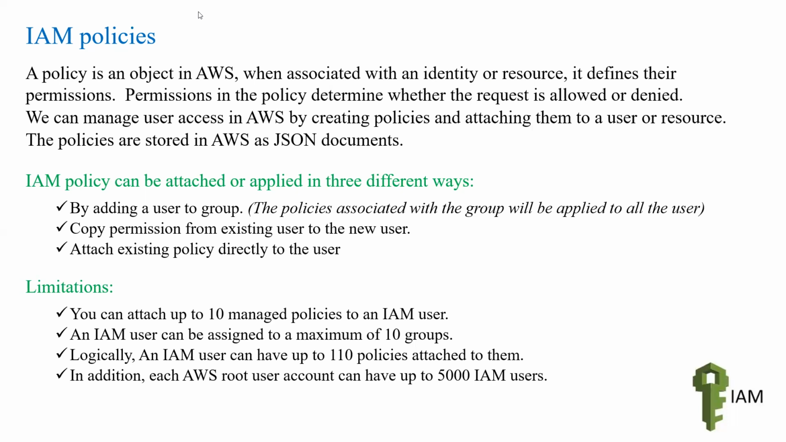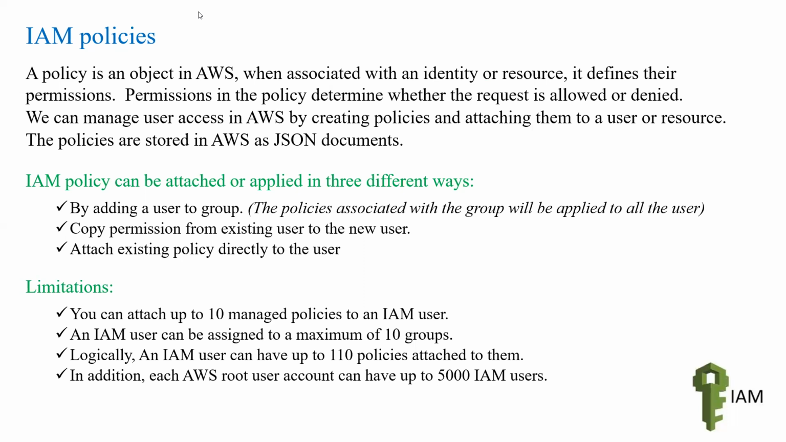That means logically, an IAM user can have up to 110 policies attached to them. How? To begin with, an IAM user comes with 10 managed policies that we can add, correct? Next, this IAM user can be included in 10 different groups. So each group will have 10 policies, correct? 10 into 10, 100, plus 10 managed policies this IAM user has. So in total, 110 policies can be attached to a single IAM user.